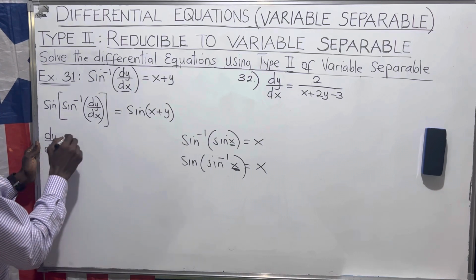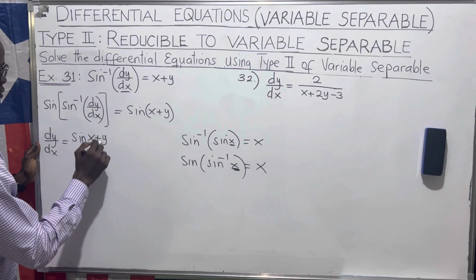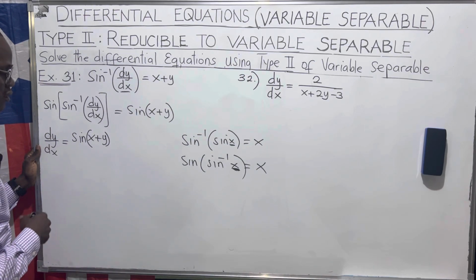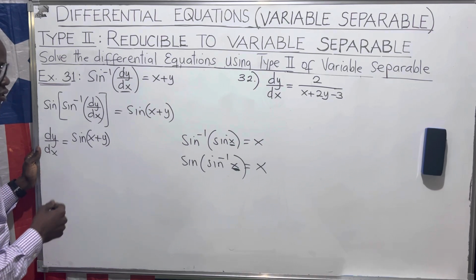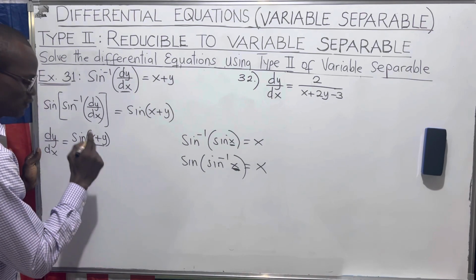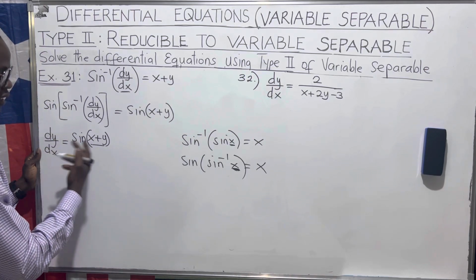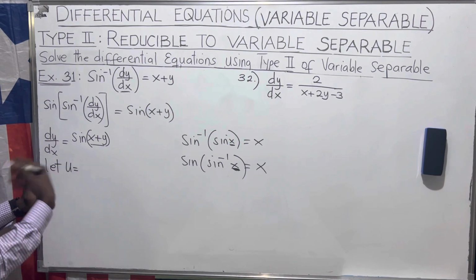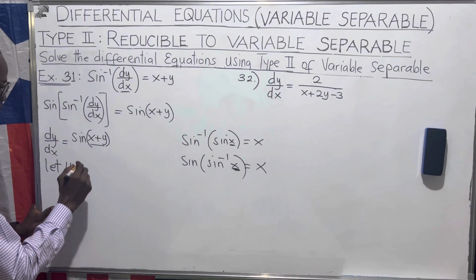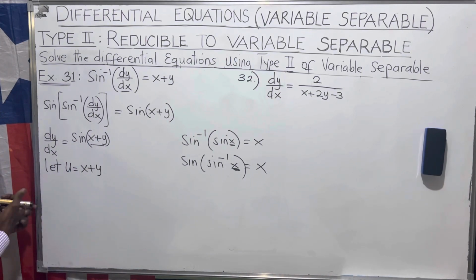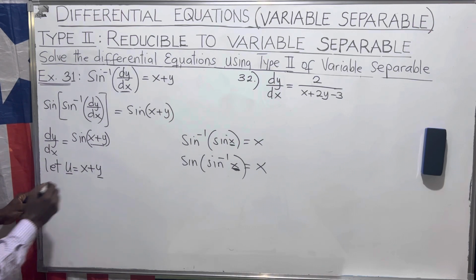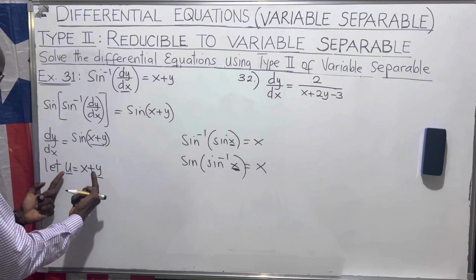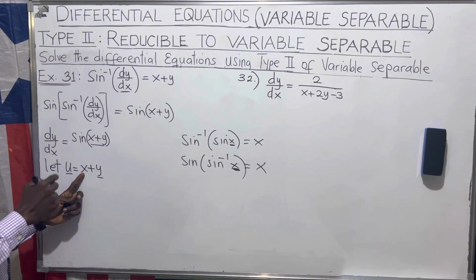The next thing we need to do is to substitute. We cannot expand this, sine of x cos of y plus sine of y cos of x, so we want to substitute so that we just have a single variable and can easily separate the variables. So let u, or some other variable, it could be t or whatever, equal x plus y. Then we differentiate both sides. Remember, now we have a new function u and the initial function y, so you have two dependent variables with a single independent variable x.